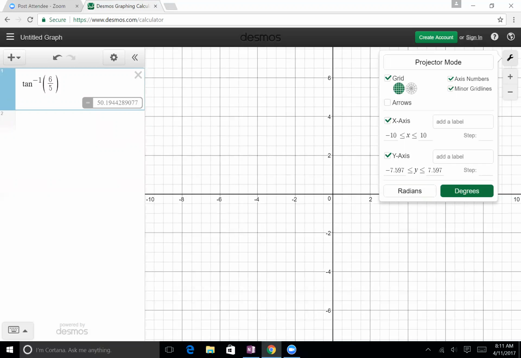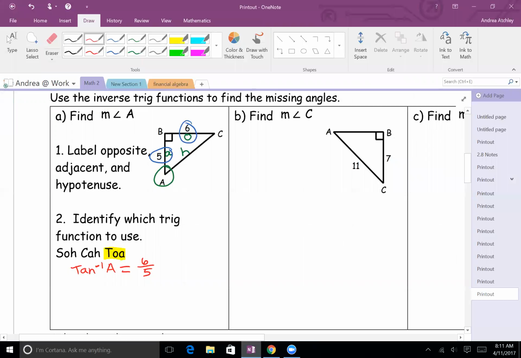Okay, and that makes more sense now, right? We're used to having angles like 50 degrees. We're not used to having angles like 0.5. Okay. And we're going to round to the nearest degree. So that's going to give me the measure of angle A equals 50 degrees. Any questions over that? If you're using one of my big calculators, you do the exact same thing.